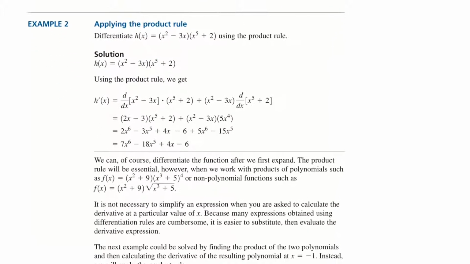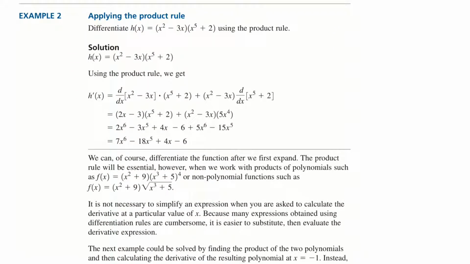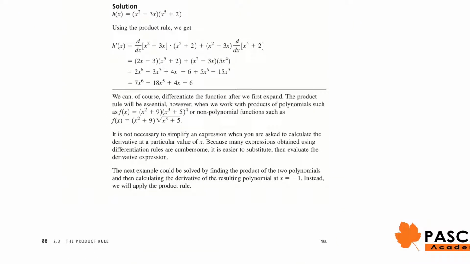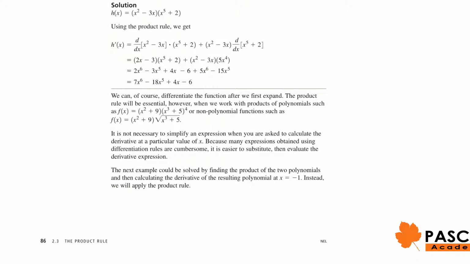Let's find the derivative of h of x equals x^2 minus 3x times x^5 plus 2. This is the product of two functions. The derivative would be the derivative of x^2 minus 3x times x^5 plus 2 plus the derivative of x^5 plus 2 times x^2 minus 3x. The derivative of x^2 minus 3x is 2x minus 3, and the derivative of x^5 plus 2 is 5x^4. By algebraic manipulation, the final answer would be 7x^6 minus 18x^5 plus 4x minus 6.